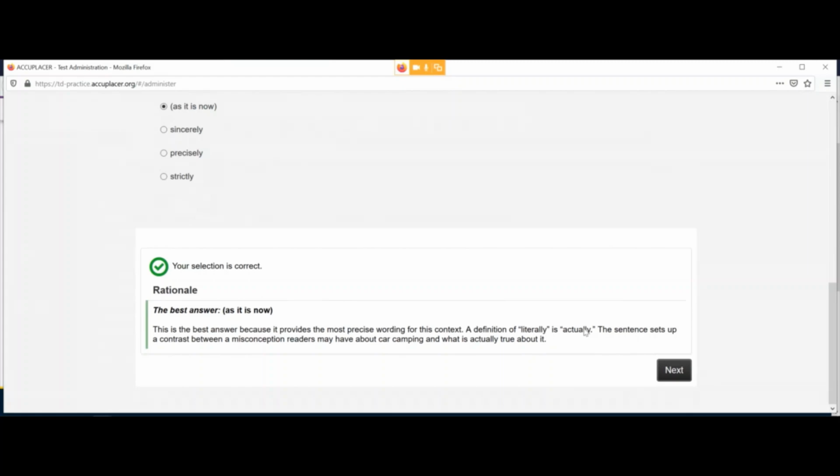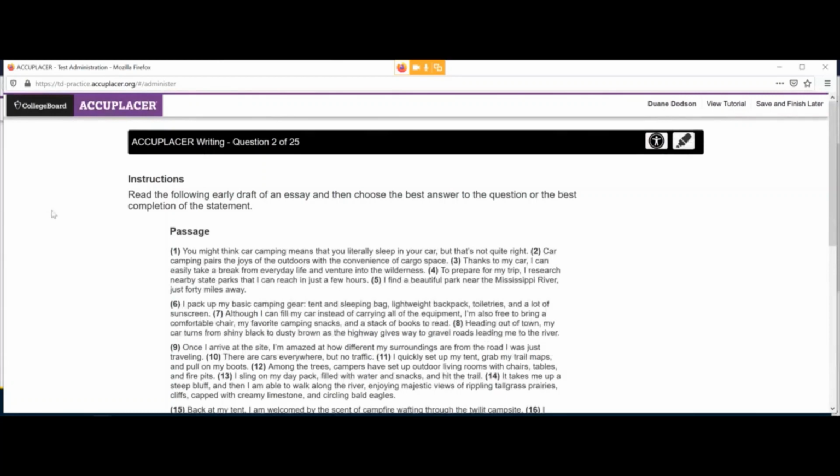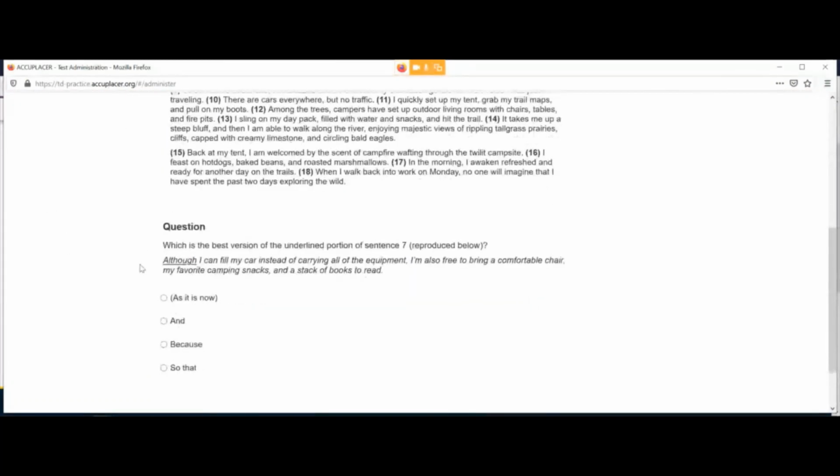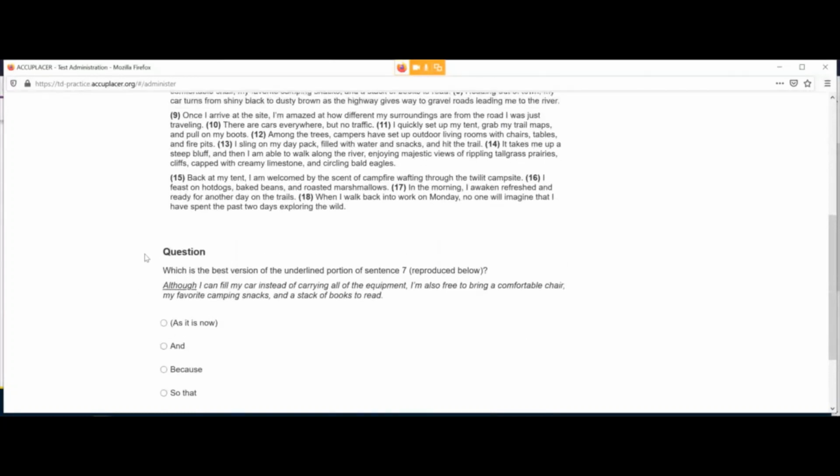A definition of "literally" is actually the sentence sets up a contrast between a misconception readers may have about car camping and what is actually true about it. Okay? All right, let's move on to the next sentence. Again, same passage. We've already read that. So now we move on to sentence number 2, and it does the same thing.